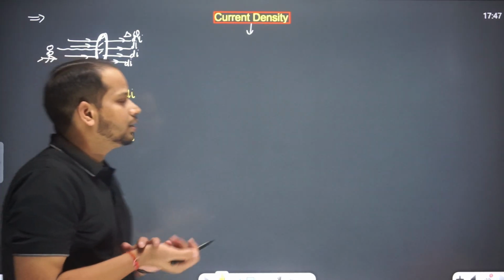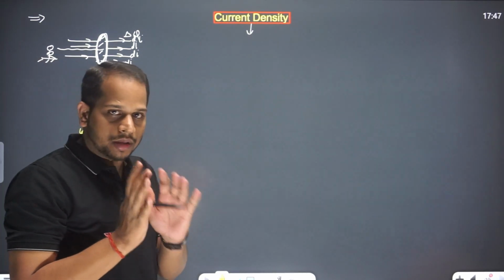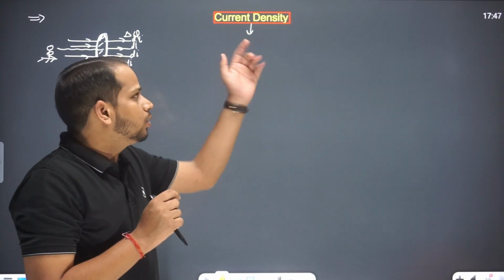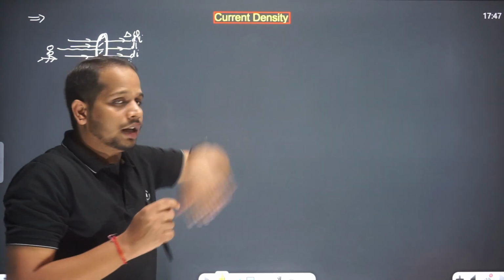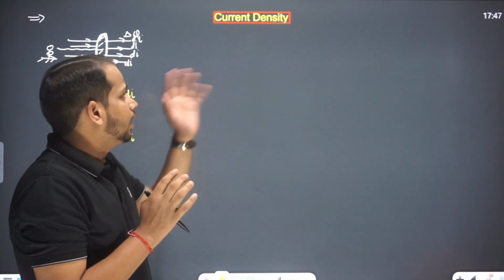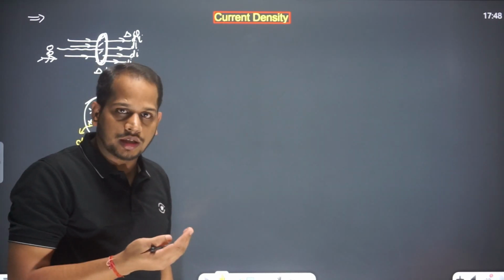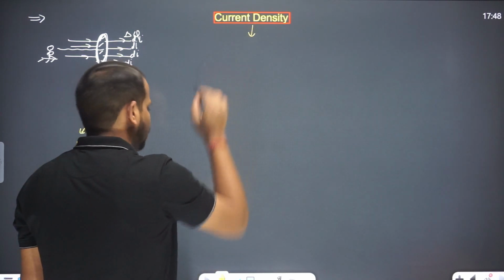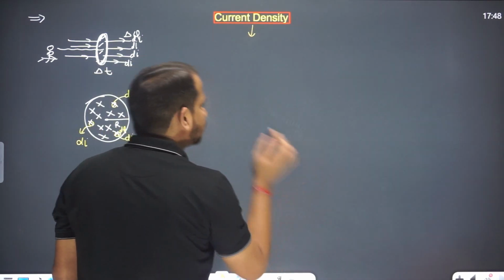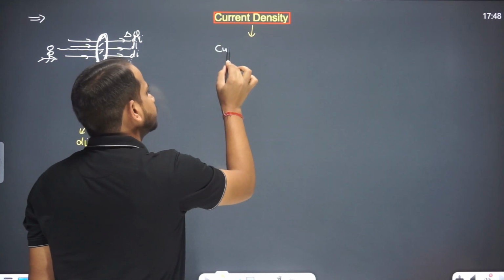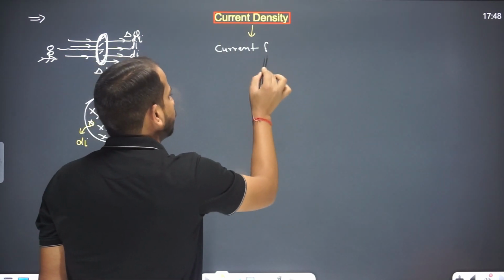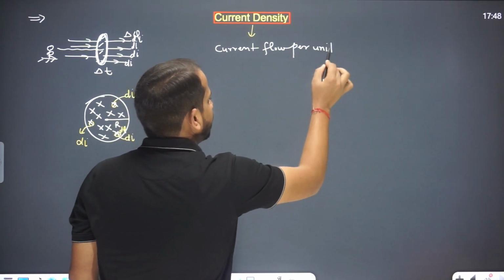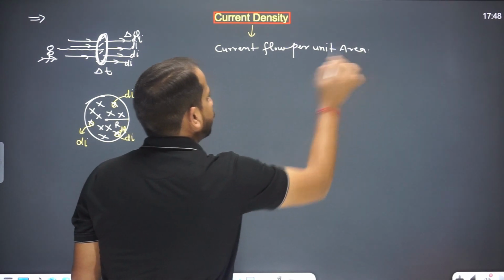Now, when we are dealing with current density, what we have learned previously is that current is a scalar quantity, right? But we all know there is a direction for current. So we take the current density, which is a vector quantity that expresses the flow of current, right? What is the current density here? It is defined as the current flow per unit area.